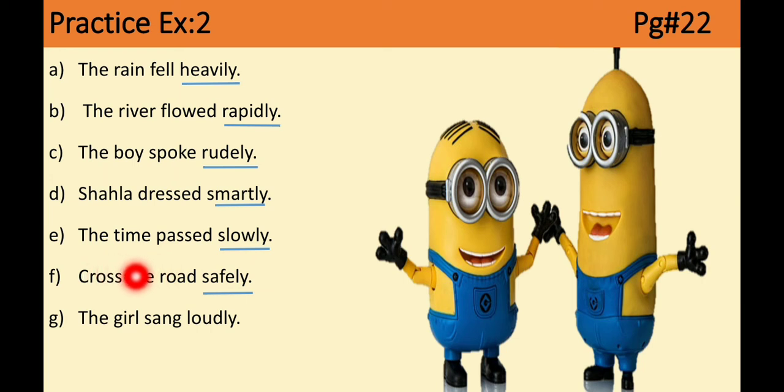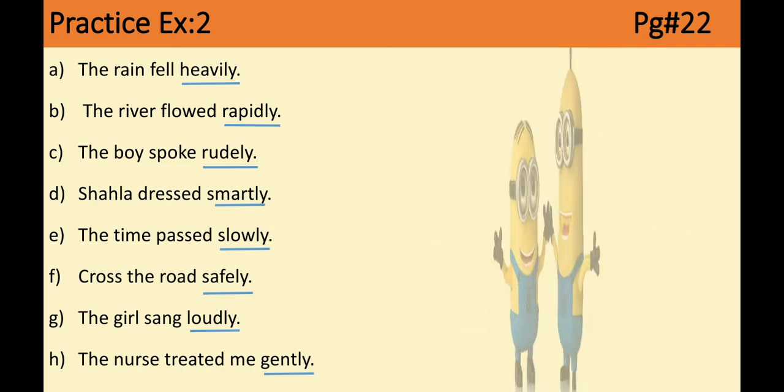Sentence G. The girl sang loudly. What is the adverb in this sentence? How did the girl sing? She sang loudly. So loudly is describing the verb here. Loudly is the adverb. The nurse treated me gently. What is the adverb here? Gently. Very nice. Now we are done with practice exercise 2.